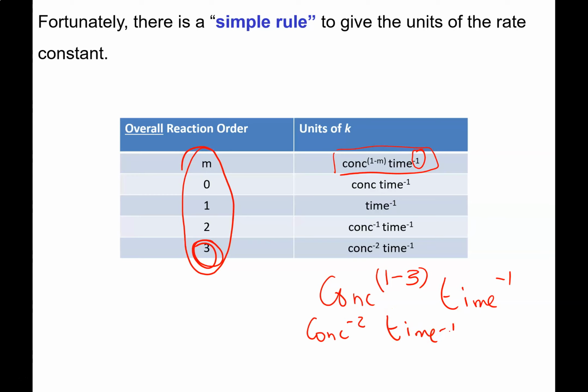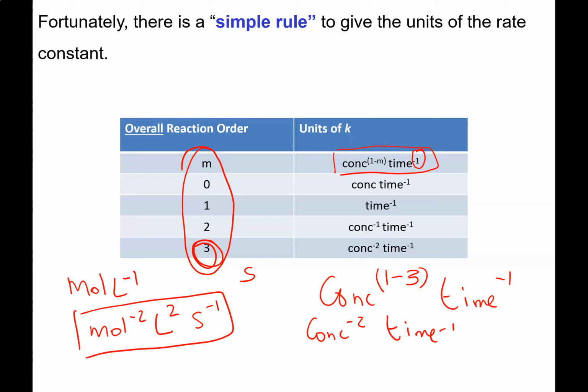And in our case, that's going to be concentration to the minus 2, time to the minus 1. In our case, concentration was moles per liter. So our K was going to have units of moles to the minus 2, liters squared. And then our time was seconds, so that would be seconds to the minus 1.